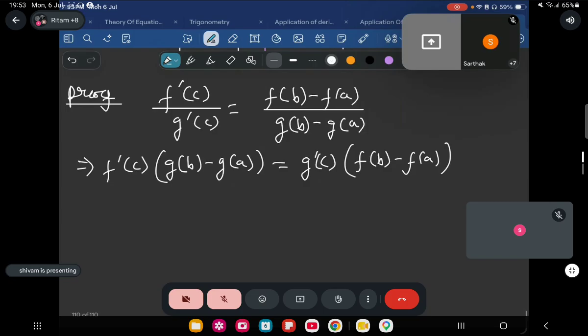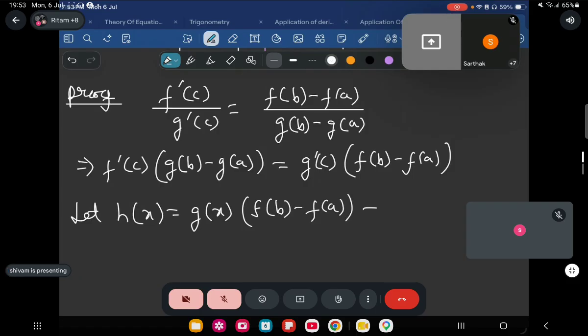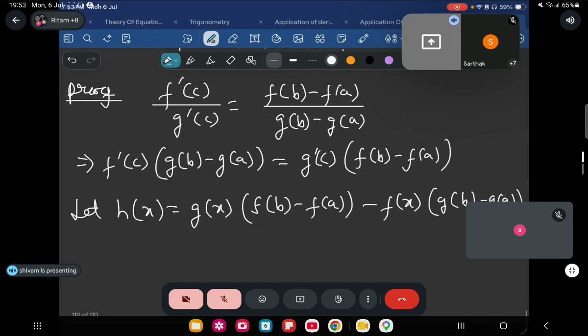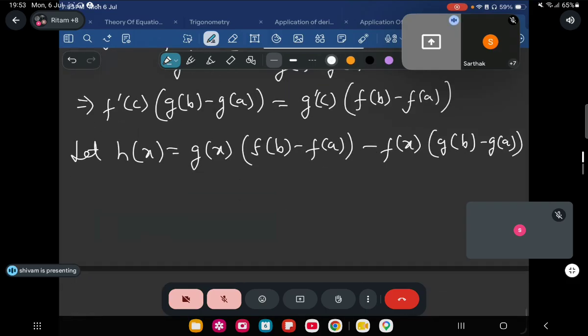After this, what you do, you take another function. Let h of x is equal to g of x into f of B minus f of A minus f of x into g of B minus g of A. So everyone, over here, this function is continuous and differentiable, right? Here, h is continuous and differentiable.